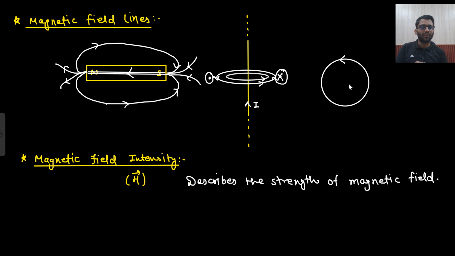Now, in a closed loop, if current is flowing, then what will be the direction of the magnetic field? So current is flowing like this. My thumb will show the direction of the magnetic field. So this will be the direction of the magnetic field, which will be a dot. Is that clear to you?